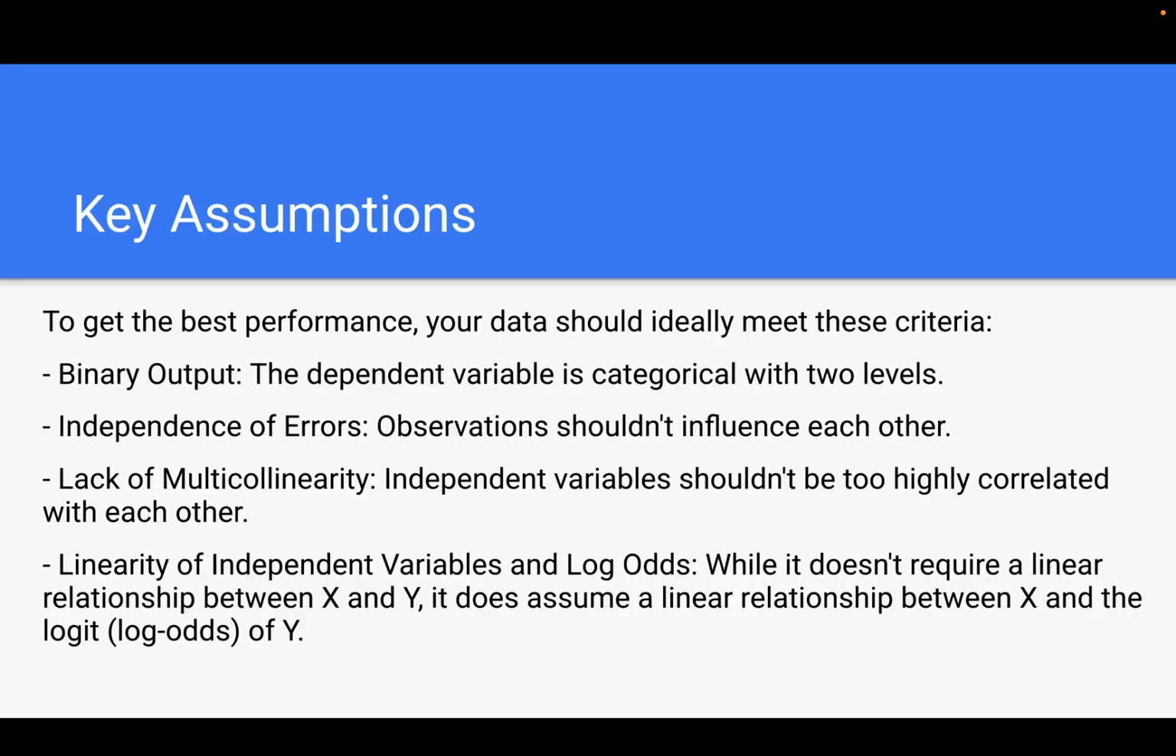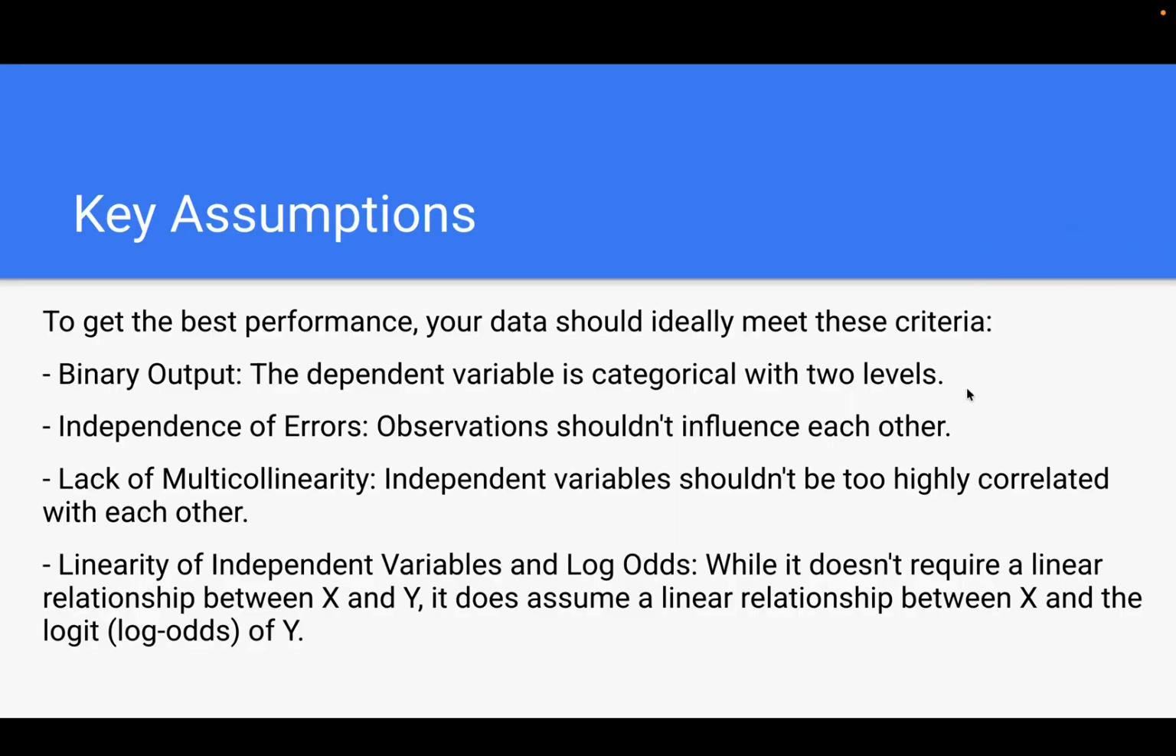Now let's understand some of the key assumptions made by logistic regression. So the first is binary output. This algorithm is applicable when the dependent variable or your target is categorical with only two levels. And there is independence of errors. The observations should not influence each other, and there is lack of multicollinearity. So the independent variables, nothing but your features, shouldn't be too highly correlated with each other, and there is a linearity between the independent variables and the log odds.